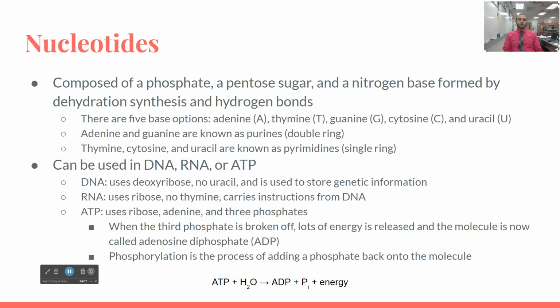And then ATP uses ribose, adenine, and 3 phosphates. That 3rd phosphate has lots and lots of energy. It's not very chemically stable, actually, and so that's why it has lots of energy. So when you break off that 3rd phosphate, you release energy, and the body can capture that and use that however it is, and then it becomes ADP, adenosine diphosphate, because it only has 2 phosphates now. But you can add another phosphate to it through a process known as phosphorylation.